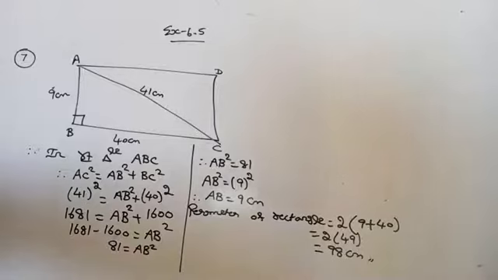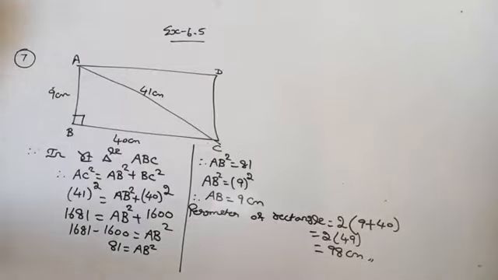So we move to the next question then. Come to question number 8 now. What is given for you? PQRS, the diagonals of a rhombus measure 16 centimeter and 30 centimeter. Find its perimeter. Okay, so before that you have to learn the properties of a rhombus.